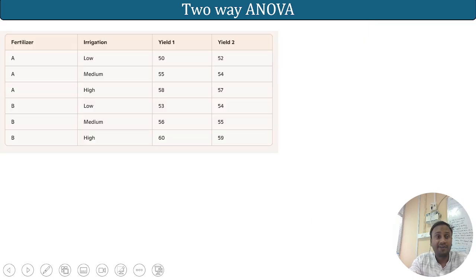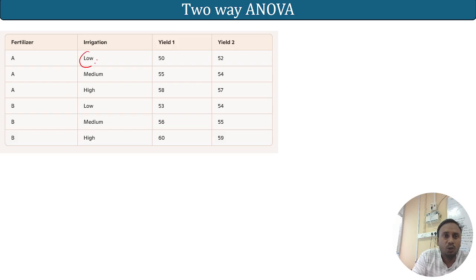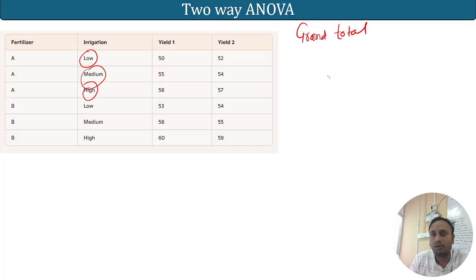So we have fertilizer, two types of fertilizer, and then we have the irrigation. Irrigation we have how much? Low, medium, high. Fertilizer A and B. So we are having 2 into 3. So first step, what will be there? To calculate the grand total.